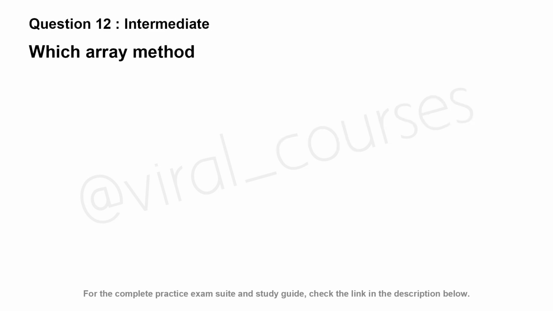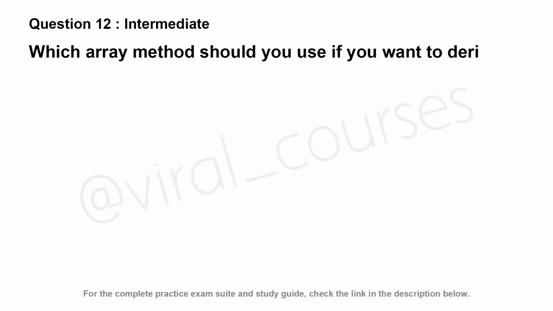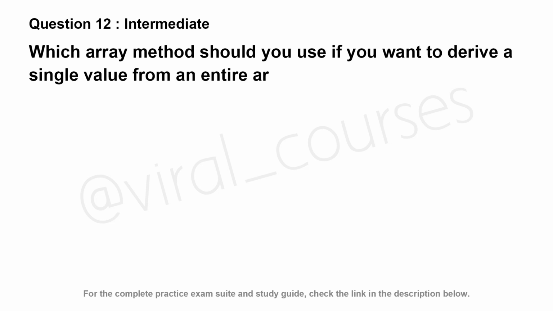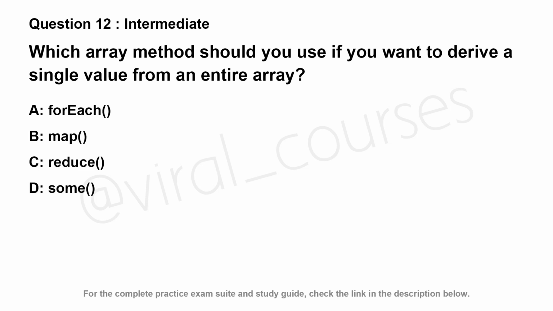Which array method should you use if you want to derive a single value from an entire array? Option A, forEach. Option B, map. Option C, reduce. Option D, sum.